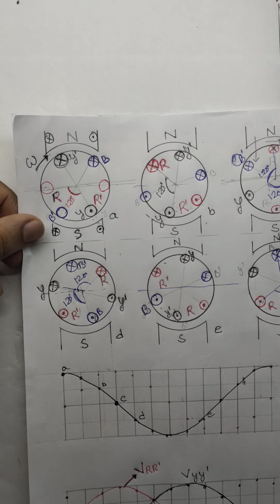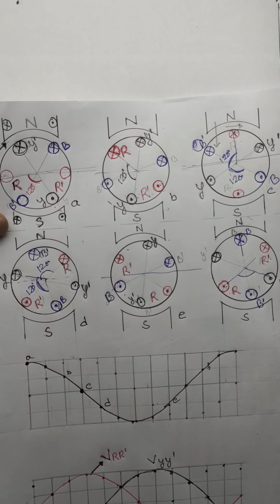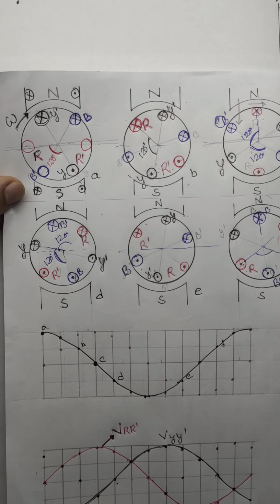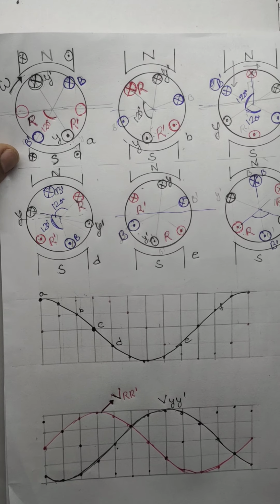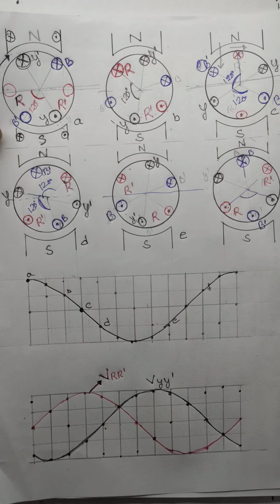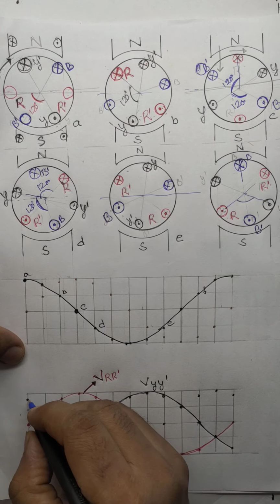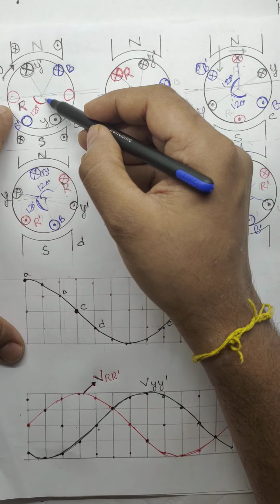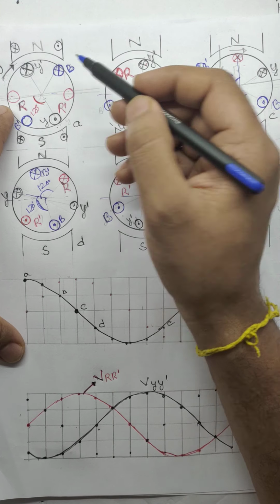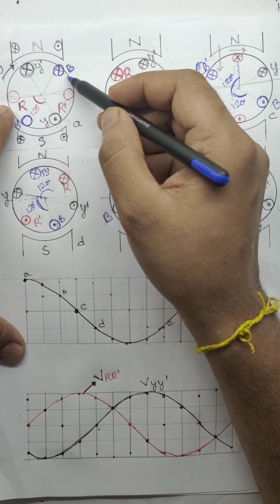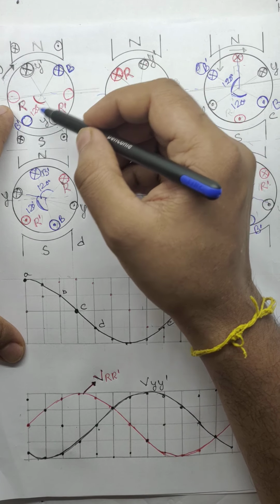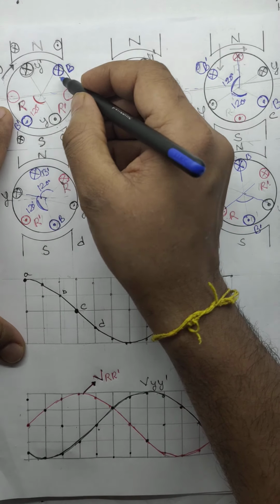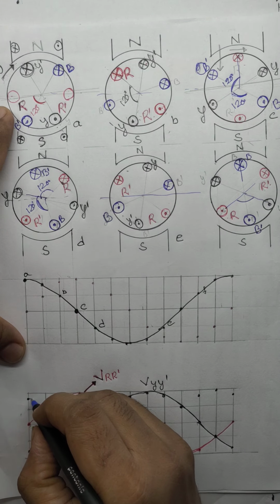Now if you draw the voltage corresponding to this, what you will see is that here, corresponding to this, B will be positive. Why positive? Because B dash is having a dot and B is having a cross. So it will be like this.